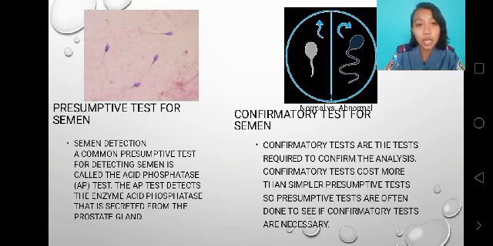So, what is the confirmatory test for semen? As you can see in the image, it shows normal versus abnormal. The confirmatory tests are the tests required to confirm the analysis. Confirmatory tests cost more than simpler presumptive tests. So, presumptive tests are often done to see if the confirmatory tests are necessary.